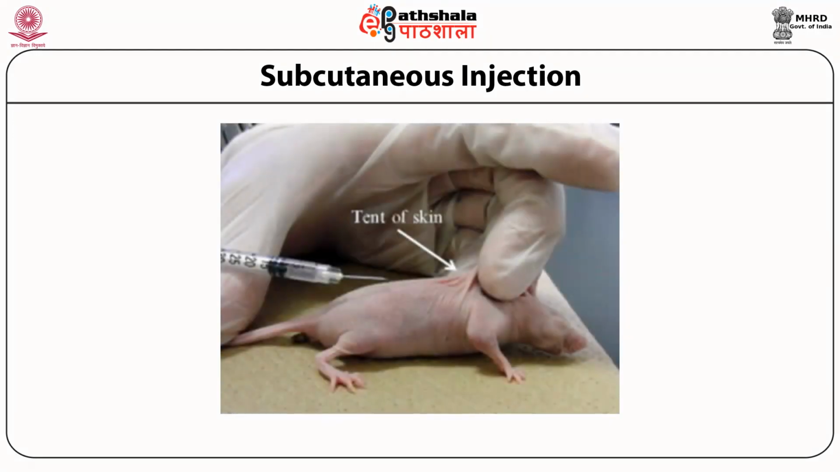This is a nude mouse. The same type of injection is done over the scruff region of the mouse so that cancer cells or any cell lines can be injected properly subcutaneously.